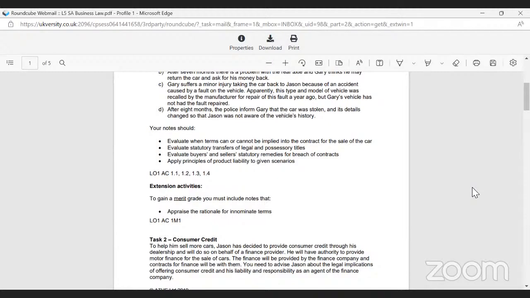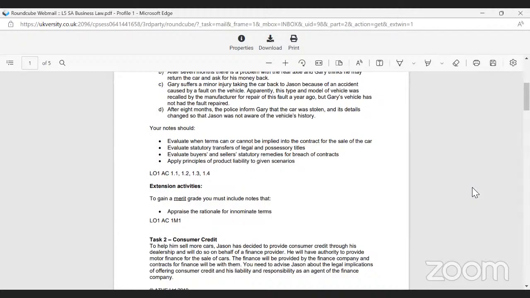Now, if you want to get a better mark and get a merit grade, you must also include notes from the rationale for innominate terms, and that'll be learning outcome 1 and AC 1M1. Do you remember when we went through learning outcome 1, there was 1M1? You need to be looking at that to get a merit.